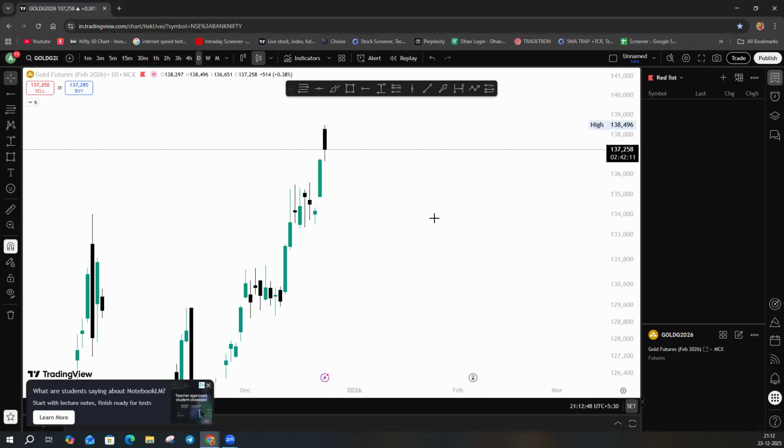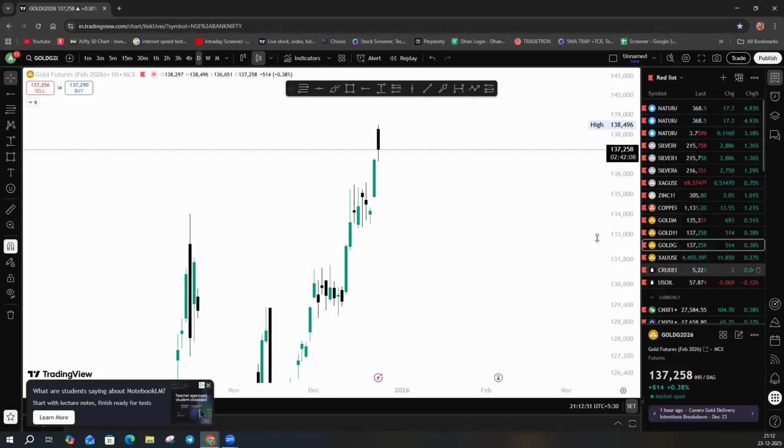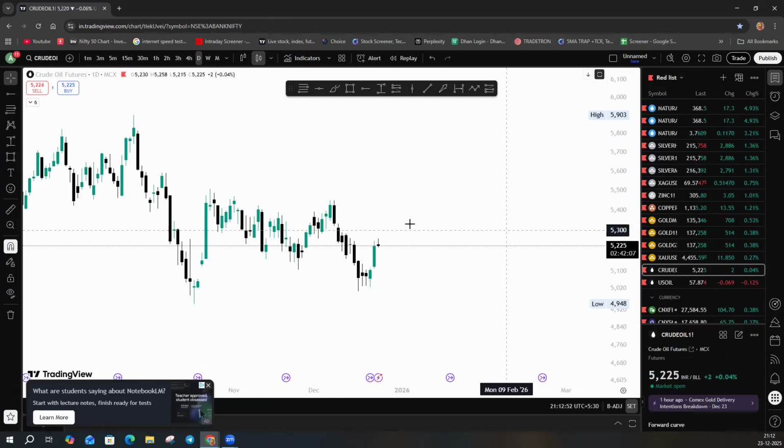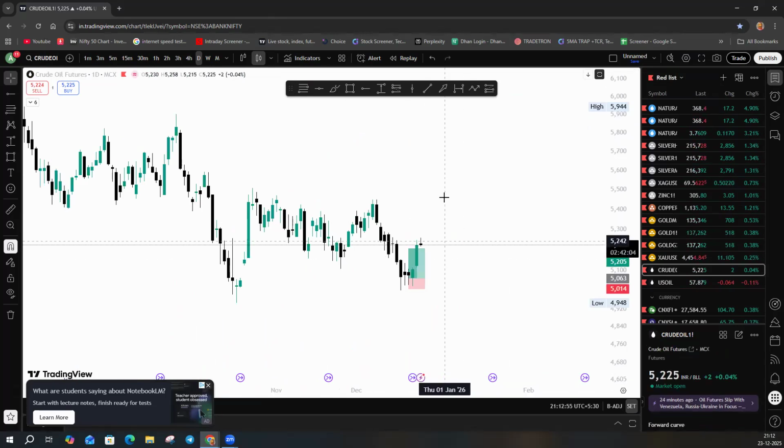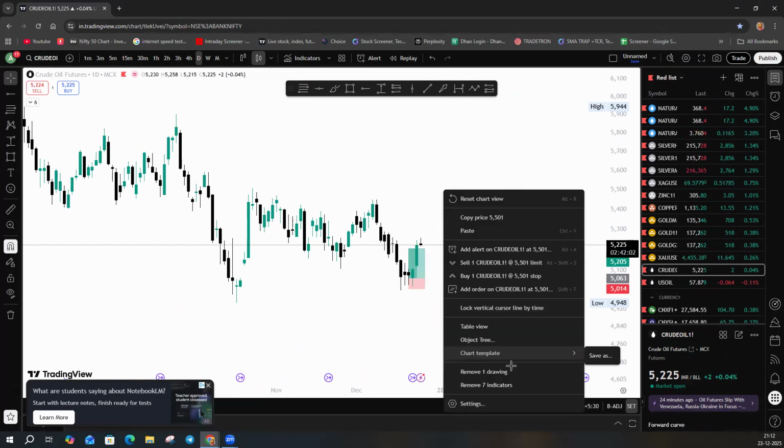Okay, so that's all. And another one is the crude oil. In the crude oil we just don't want to trade currently. It's basically sideways, so I will neglect it. It's better to wait and watch for the crude oil.